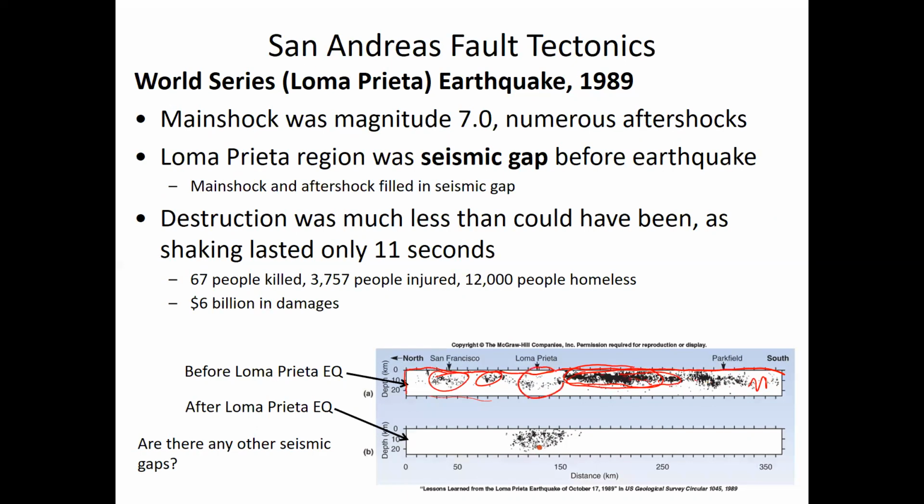But you see there were areas where there is relatively little seismicity, and those are the seismic gaps. And the Loma Prieta earthquake in 1989, this was the initial rupture. That was the large earthquake, and these are all aftershocks, but it filled in that gap.